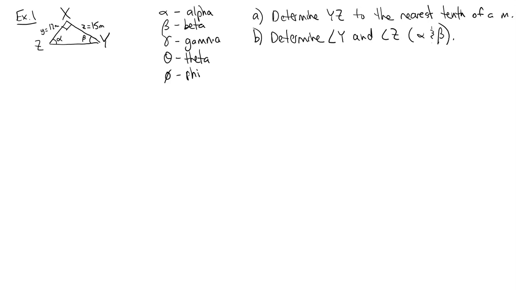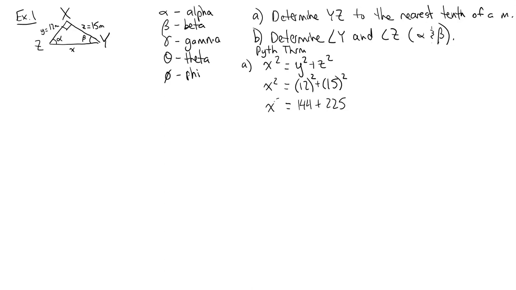So here we go. Let's look at this triangle and see how we're going to do this. Well, clearly, if it's a right triangle, we can use the Pythagorean theorem. And so the side YZ, we're going to label that with a small x. So I can say that x squared is equal to y squared plus z squared. It's the Pythagorean theorem. We've used this for years now at this point in our math career. And so x squared is what we're trying to solve for. We know that y is 12. We know that z is 15. Don't forget to square both of those values. So we get 144 plus 225 is equal to x squared.